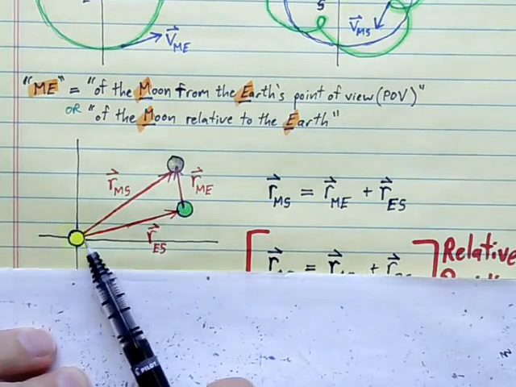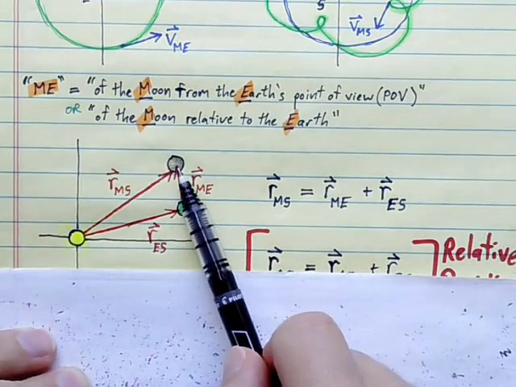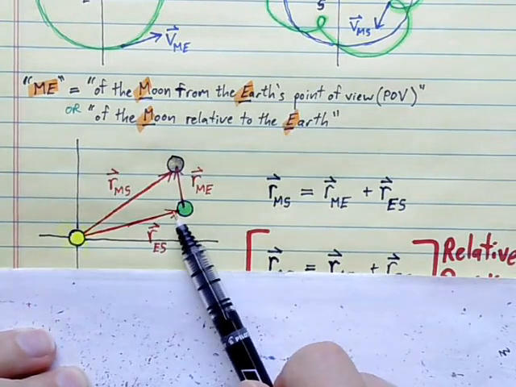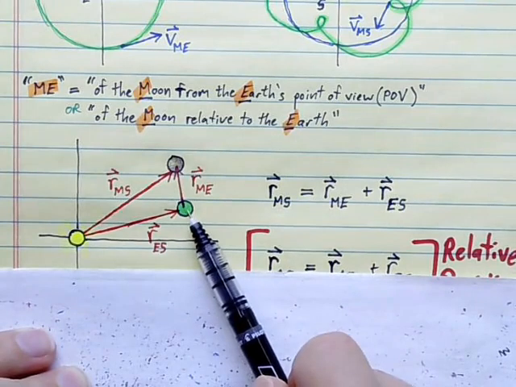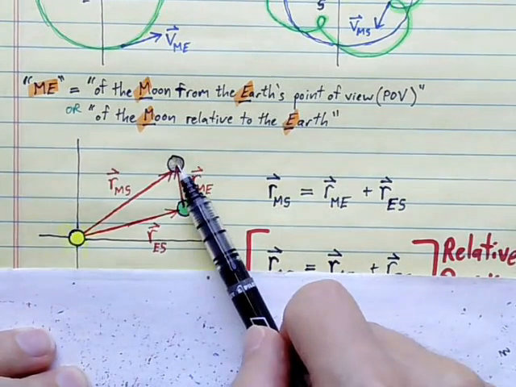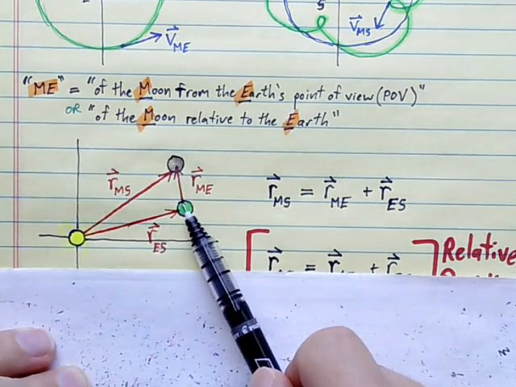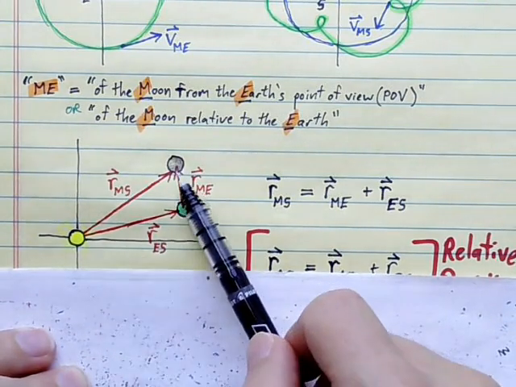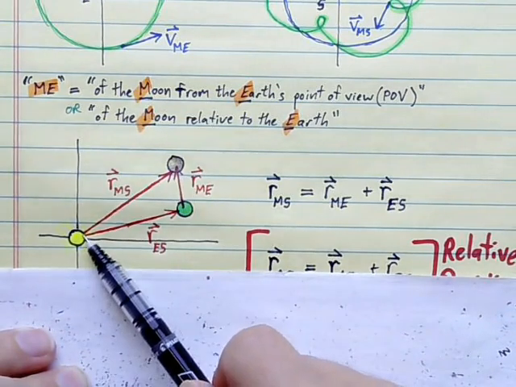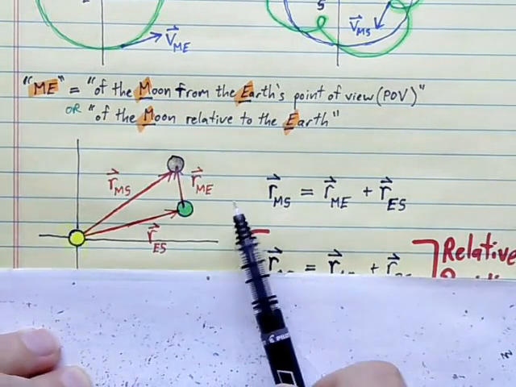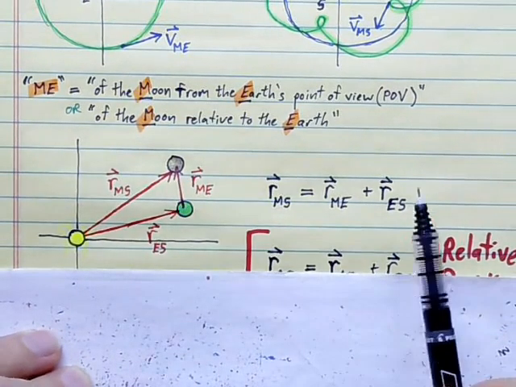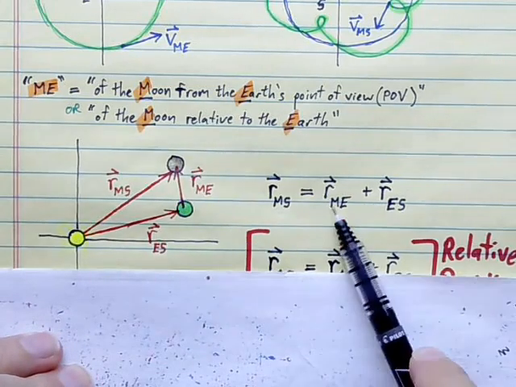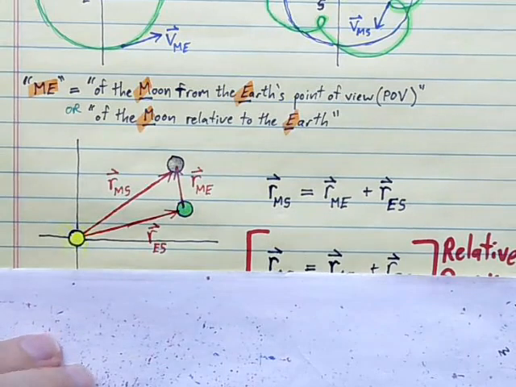So these two vectors here are sort of chained up head to tail. The position of the Earth with respect to the sun, plus the position of the moon with respect to the Earth, those two ought to add up to give us a vector that points from the beginning of that chain to the end of that chain, which is what we're calling the position of the moon with respect to the sun. So we've got this equation here representing this sum of vectors. This vector plus that vector gives us that vector.